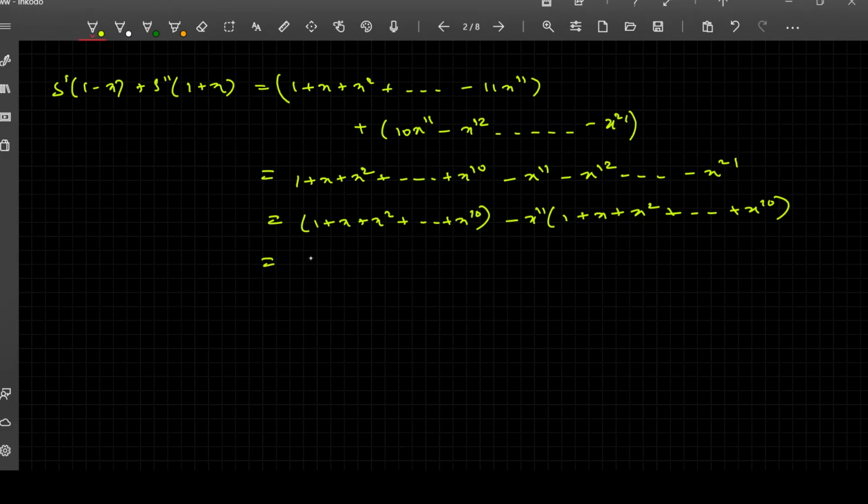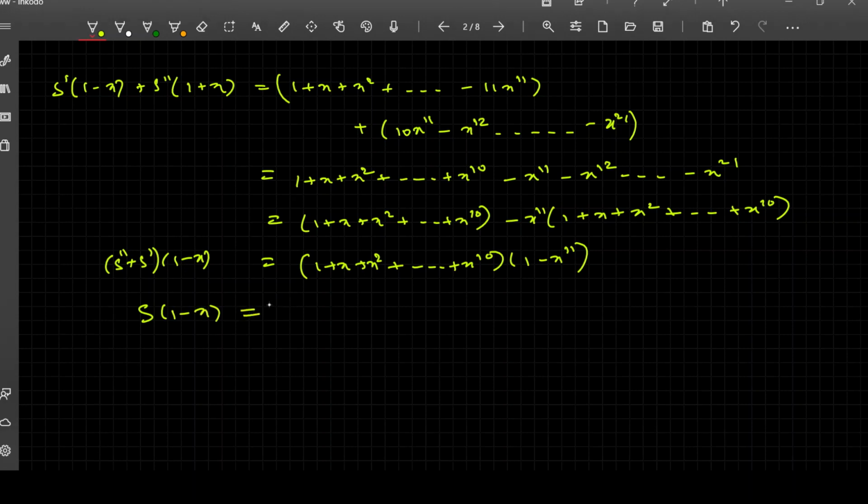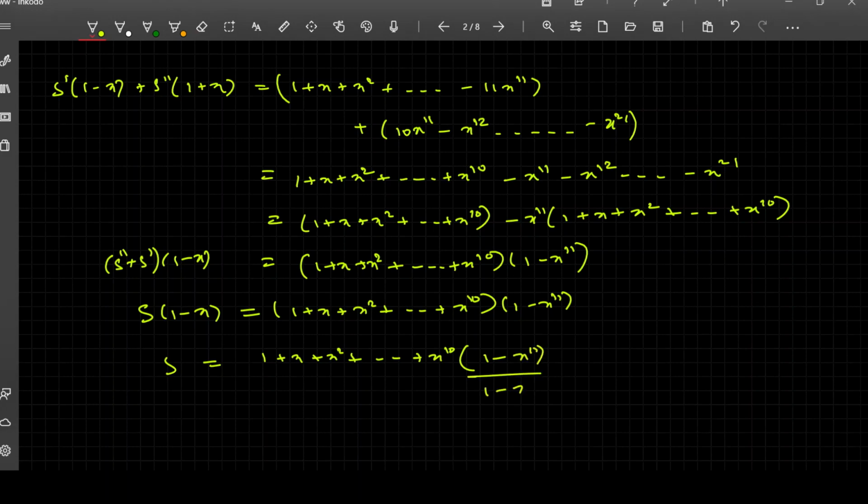And now this is (1 plus x square plus so on plus x^10) into (1 minus x^11). You can just take 1 minus x to be common, and you see that (1 minus x) into s, which is s plus s dash plus s double dash, equals (1 plus x square plus so on plus x^10) into (1 minus x^11), and now s is equal to (1 plus x square plus so on plus x^10) into (1 minus x^11) divided by (1 minus x).